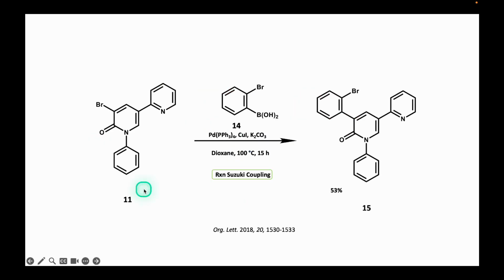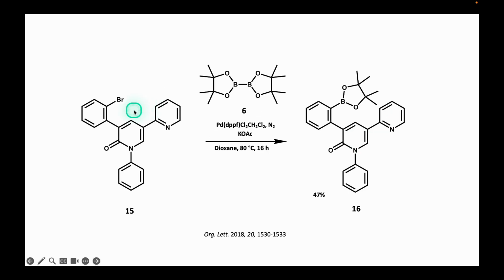Final steps of the synthesis. The Suzuki-type cross-coupling between bromopyridone 11 and boronic acid 14, catalyzed by palladium, leads to the incorporation of the bromophenyl group to the pyridone ring structure. This reaction yields intermediate 15.